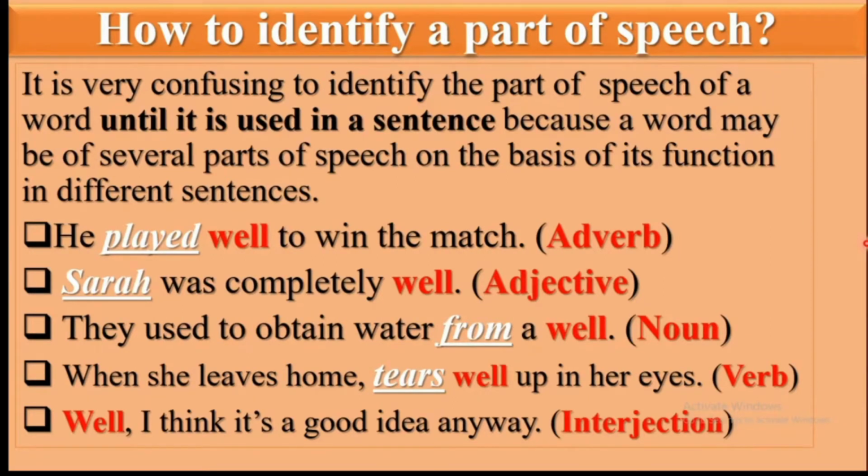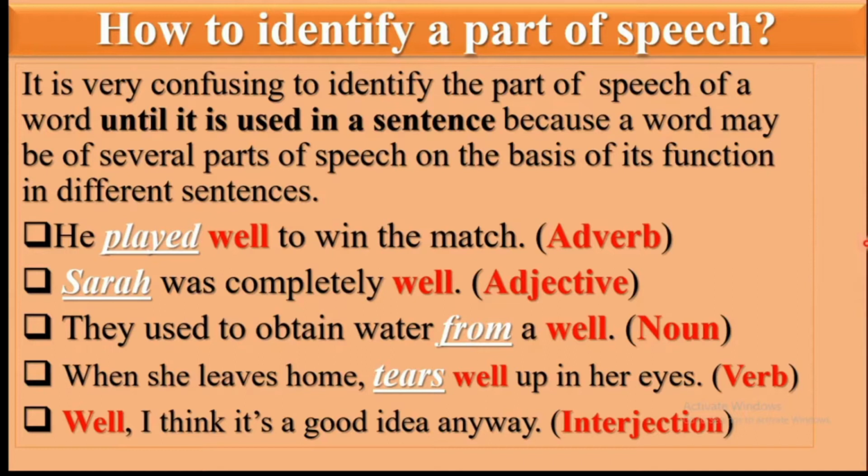The second sentence, Sarah was completely well. In this sentence, well is an adjective because it has modified the subject Sarah, and Sarah is a noun, and we know only an adjective can modify a noun.